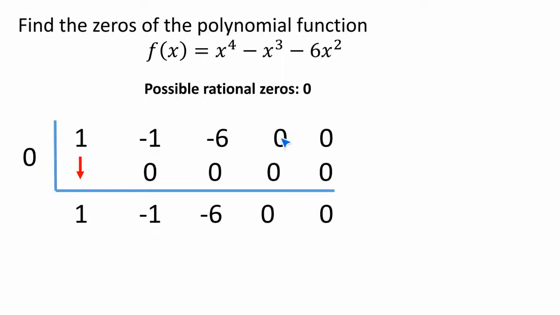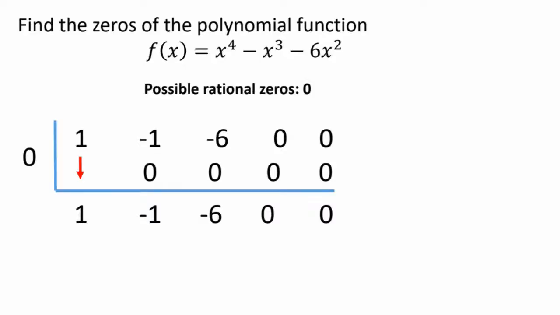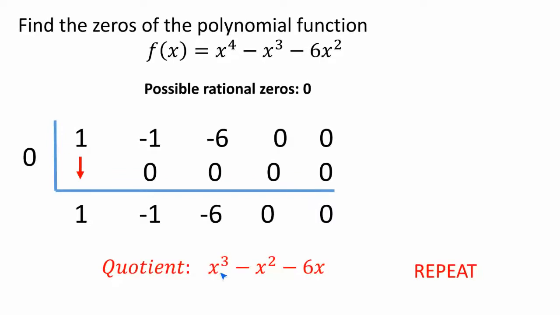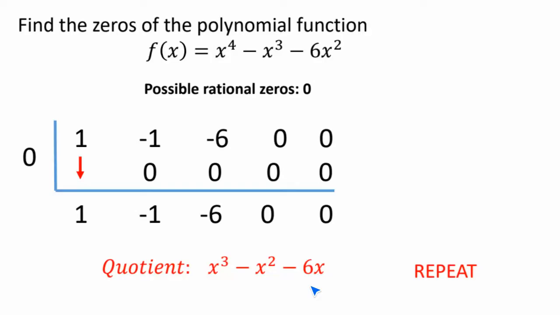Remember, I have two zeros over here because I don't have a next term and I don't have a constant. So if I get my coefficient or my quotient, then we get x cubed. So we start with this 1, but it's 1 degree less. So we're going to have x cubed minus x squared minus 6x. So this is still not quadratic, so we can repeat the process.